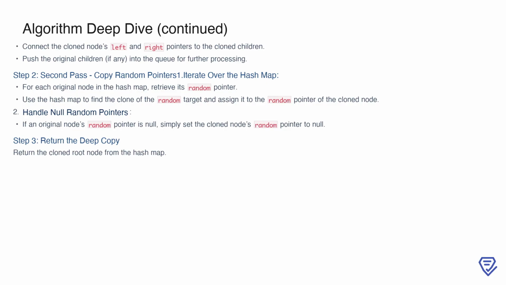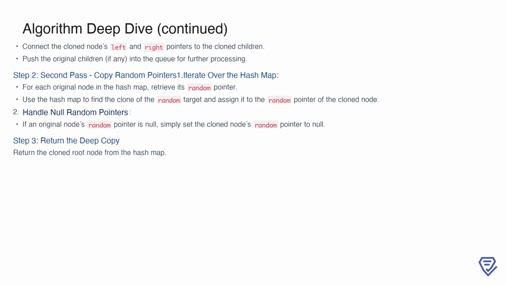Once the entire tree structure is cloned, we move on to the second pass, where we handle the random pointers. Here, we iterate over the hash map. For each original node, we retrieve its random pointer and use the hash map to find the corresponding clone node for the random target.